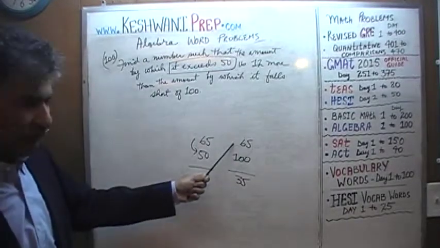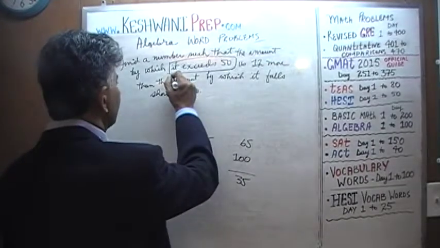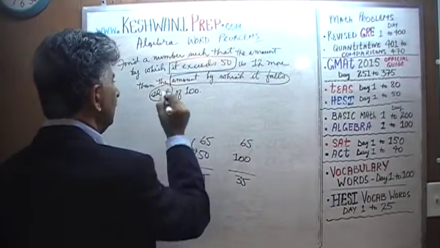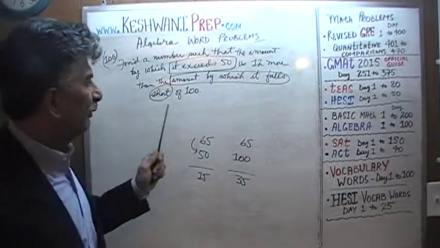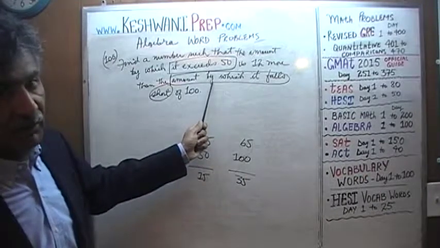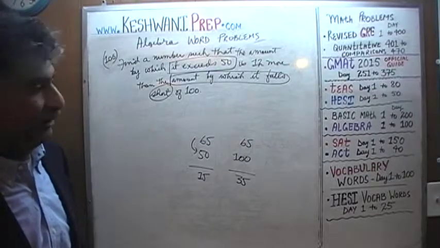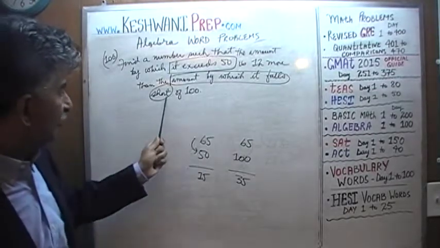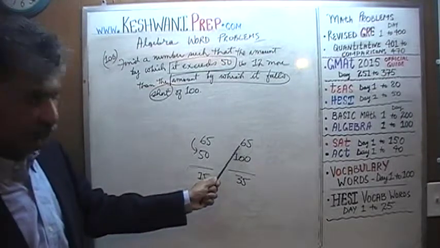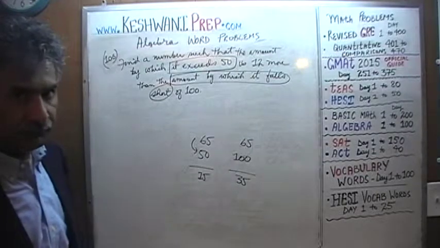That's what it means. The amount by which it falls short is the same as saying by how much is it shy of 100? How much less is it compared to 100? The amount by which it falls short of 100 is 35. 65 is 35 shy of being 100.